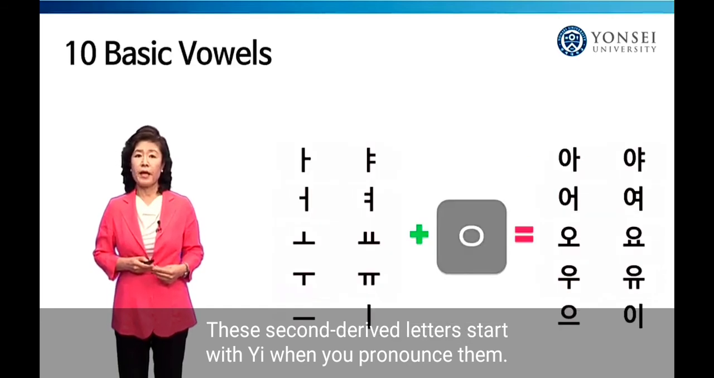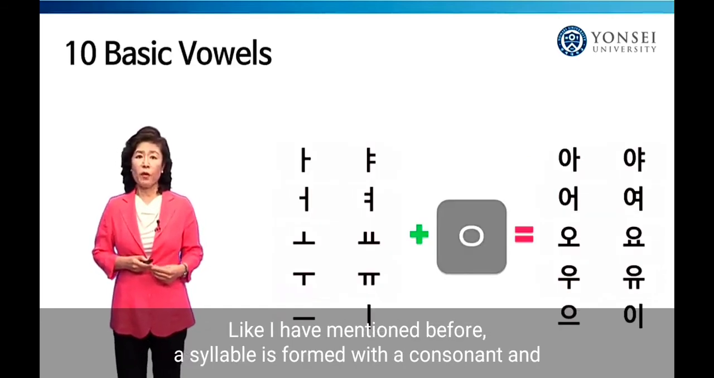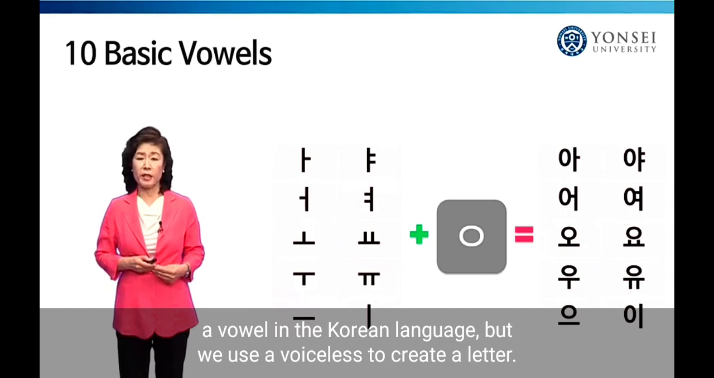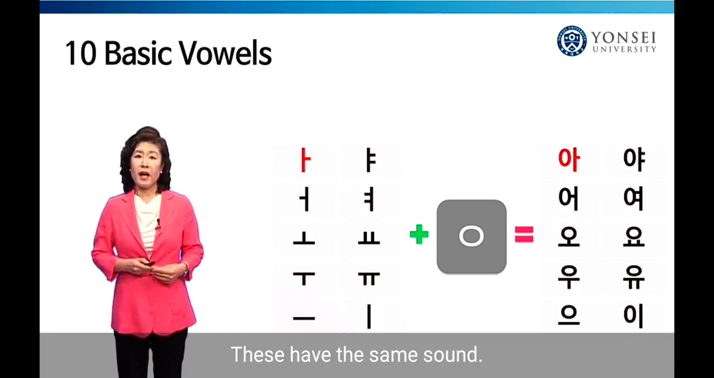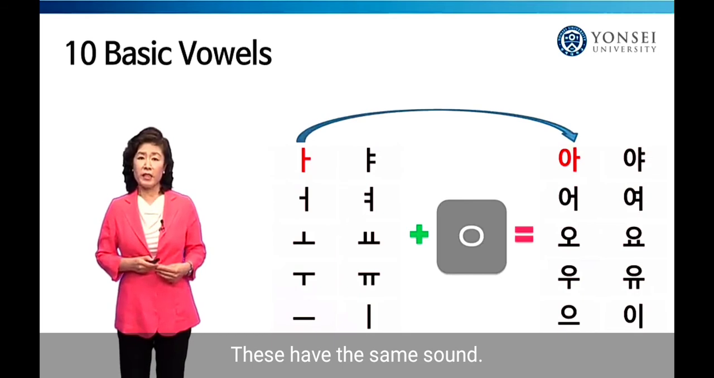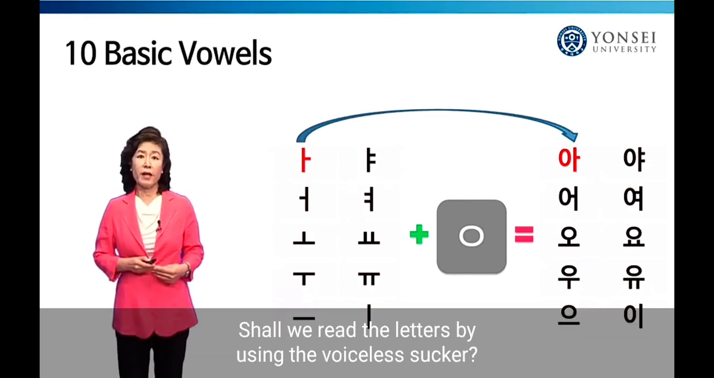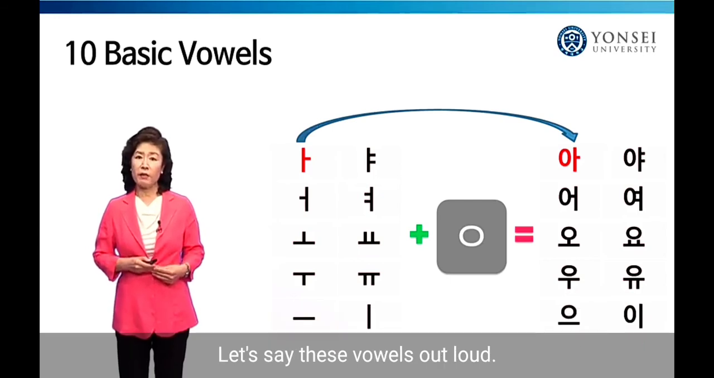Like I have mentioned before, a syllable is formed with a consonant and a vowel in the Korean language. But we use a voiceless circle to create a letter. These have the same sound. Shall we read the letters by using the voiceless circle? Let's say these vowels out loud.